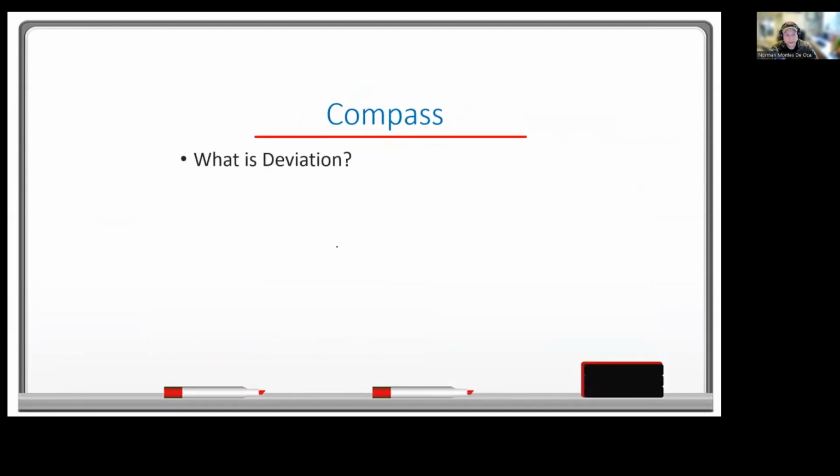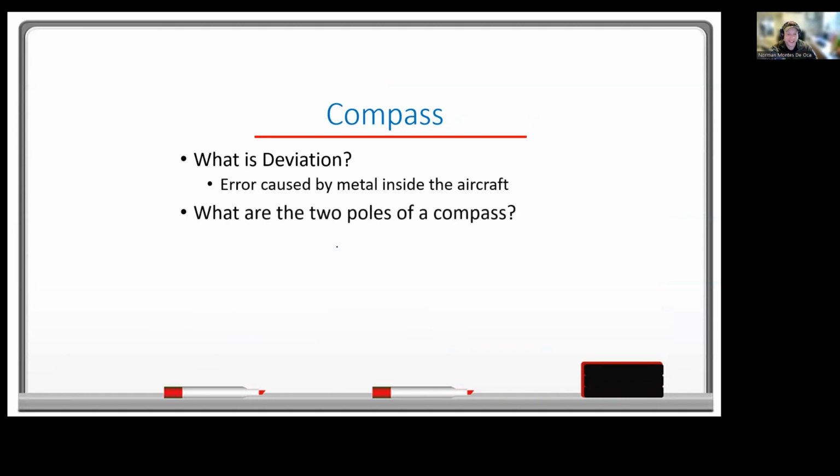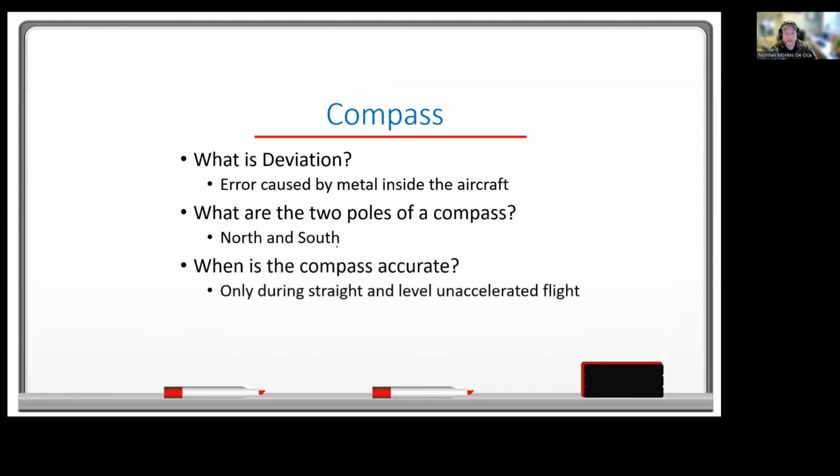Let's review the compass. What is deviation? Deviation is error caused by metal inside the aircraft. And what are the two poles of a compass? North and south. And when is a compass accurate? Only during straight and level, unaccelerated flight.